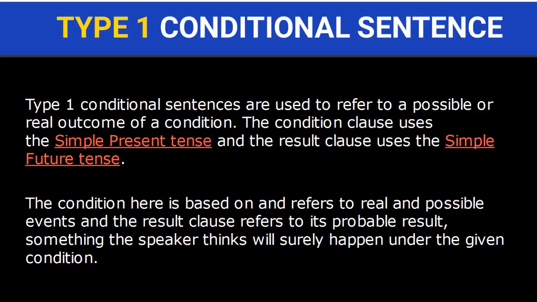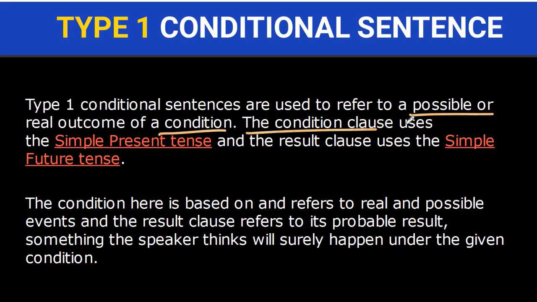All right, everybody. Now let's understand what exactly a type 1 conditional sentence is, also called conditional type 1, conditional sentence type 1, or as we know, type 1 conditional sentence. See, guys, type 1 conditional sentences are used to refer to a possible or a very real outcome of a condition. So it refers to a condition which is very real and its probable result. Probable here means something that is likely to take place, something that is likely to be true.